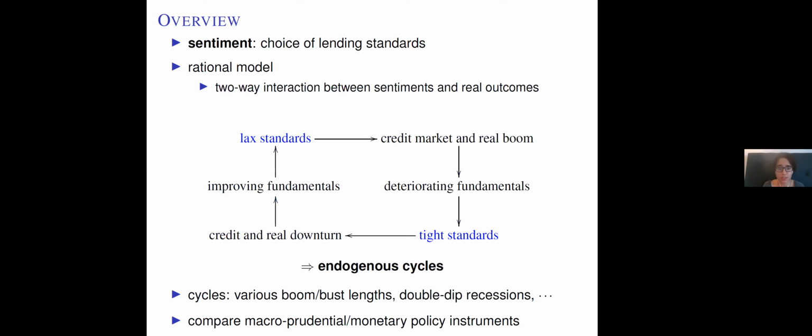Once they switch to tight standards, then there is both a credit market and real downturn. However, the fundamentals are going to improve. And once the fundamentals have improved enough, then lenders are like, oh my God, why are we giving up on so many good projects? So let's switch to lax lending standards. And then the cycle continues. So this leads to endogenous cycles.